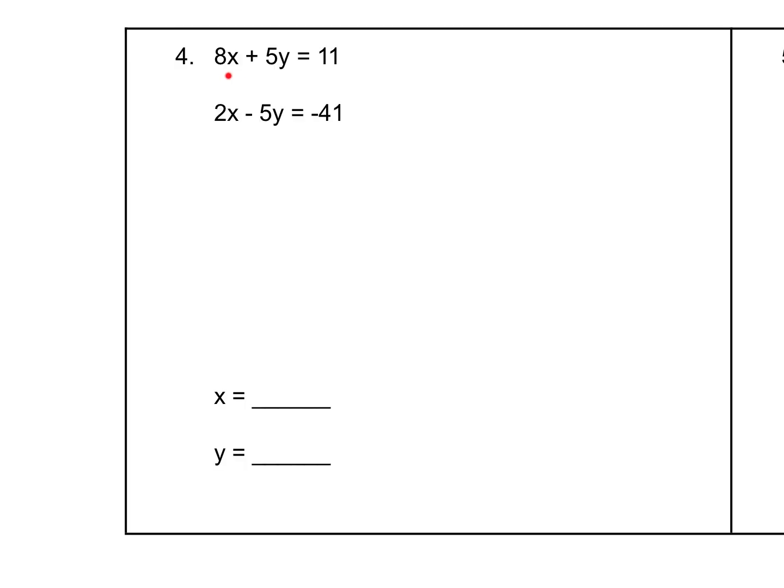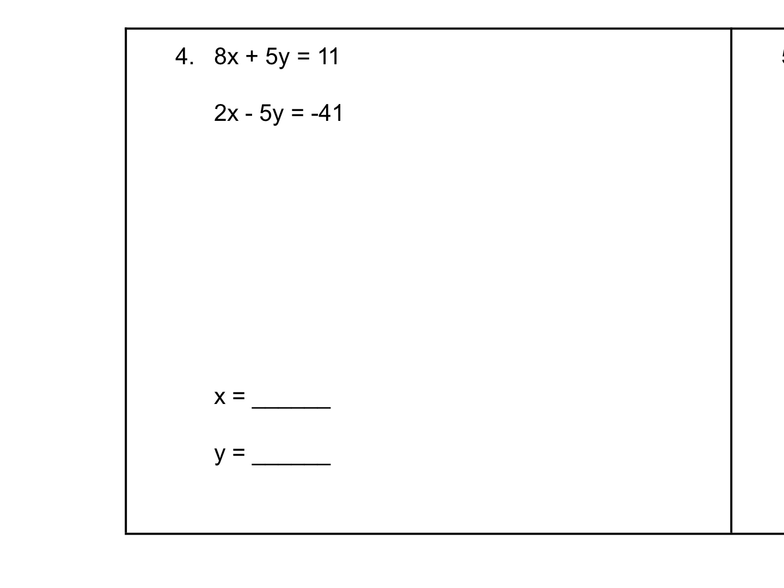For number 4, we have 8x plus 5y equals 11, and 2x minus 5y equals negative 41. So to solve by elimination, what we want is when I add these two equations together, one of the variables should eliminate. And in order to eliminate, we need to add the same number, just one of them positive, one of them negative. We see here that the 5y and negative 5y should cancel. Right, I need a positive 5y and a negative 5y in order for the y's to disappear, to be 0.